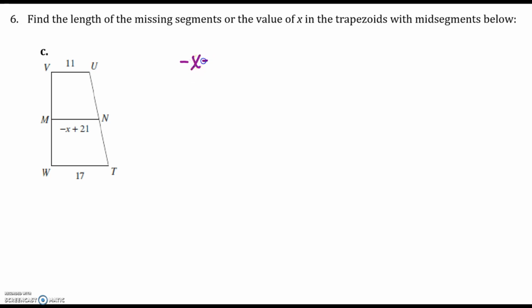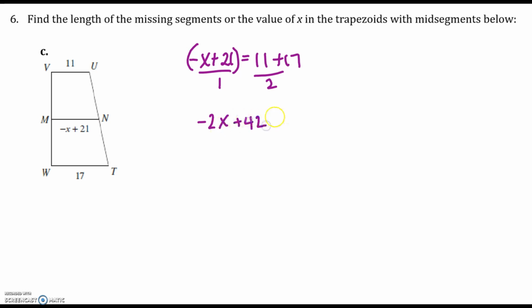So the midsegment is equal to base 1 plus base 2 over 2. And then you can cross multiply and solve. So negative x plus 21 times 2, don't forget you're going to distribute that 2 in, and get negative 2x plus 42 equals, and then you have 1 times 11 plus 17, which is 28. You're going to subtract your 42 from both sides and get negative 14. And then when you divide by negative 2, you'll get 7. And it did just want the value of x, so we're done.